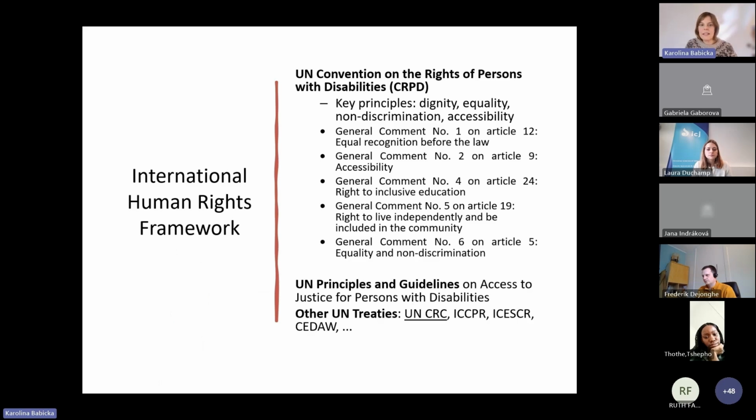This clearly stems from the UN CRPD, the UN Convention on the Rights of Persons with Disabilities, which has been signed and ratified by all EU member states and also by the EU itself. Together with the general comments issued by the CRPD Committee and the UN International Principles and Guidelines on Access to Justice for Persons with Disabilities, it is the main source of human rights standards on the rights of persons with disabilities.